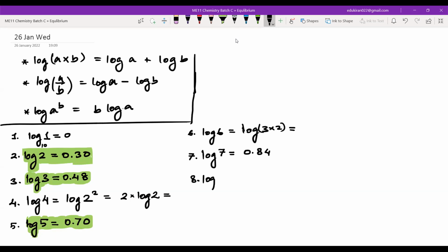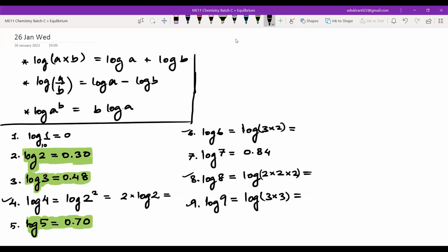Then we have log 8. This will be equal to log 2 into 2 into 2. Then we have log 9. Sorry, 9th one is log 9. You can write this as log of 3 into 3. So you will tell me the value of log 4, log 6, log 8, and log 9.